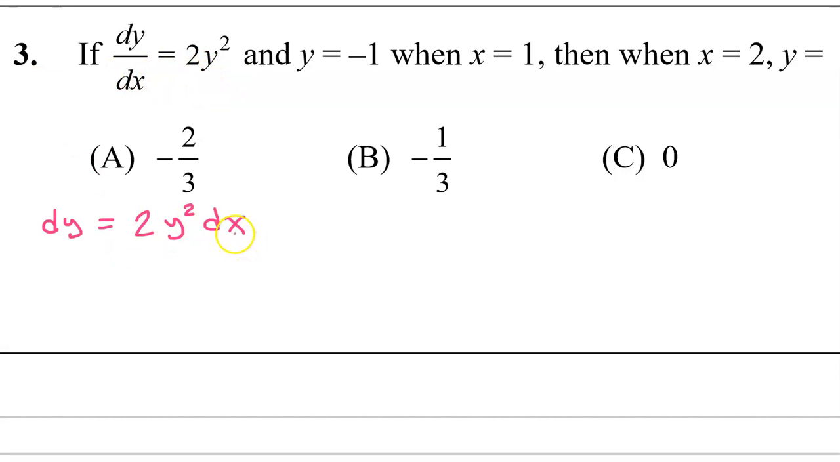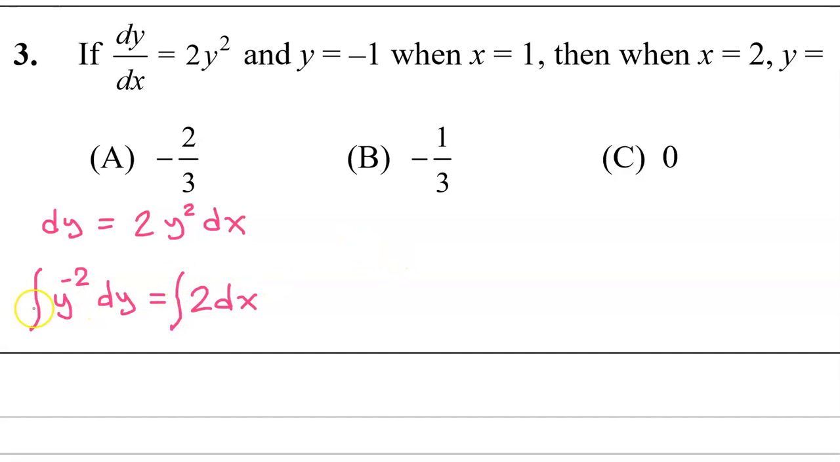Now I have the x's on the right. I need all of the y's on the left. I can move y squared over to the left by dividing both sides by y squared. Now we have this. Let's think of 1 over y squared as y to the negative 2 power. Now that I have the y's on the left and the x's on the right, I can integrate both sides of the equation.